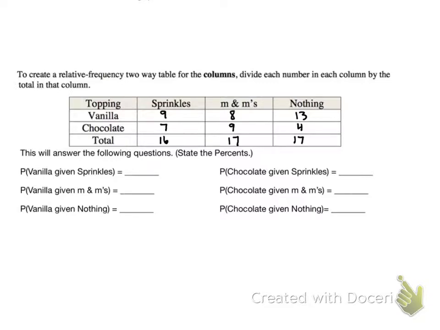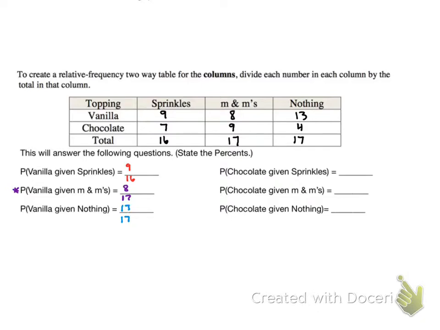Okay. So this time our totals are on the bottom here. And we're going to be doing column frequency. So given sprinkles, we're just looking at sprinkles here. Total sprinkles, we have 16. That goes on the bottom. How many like vanilla? 9. And then I'm going to let you guys go ahead and do the decimals and percents. I think you got that down by now. Okay, so now given M&M's we got 17 total. And how many of those like vanilla? We got 8. And then we got nothing. 17 total people like nothing. And 13 of them like vanilla.